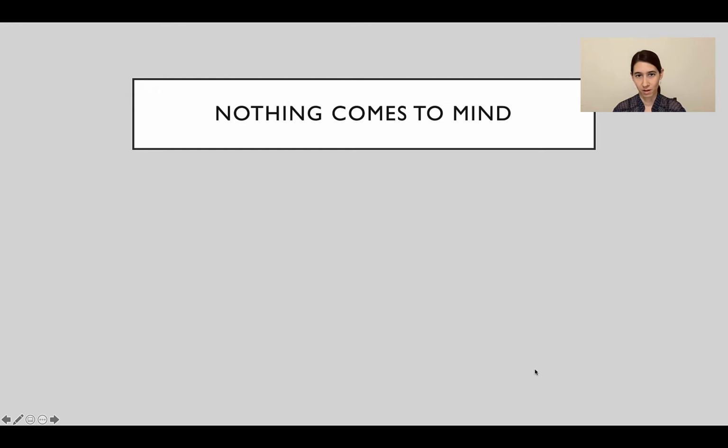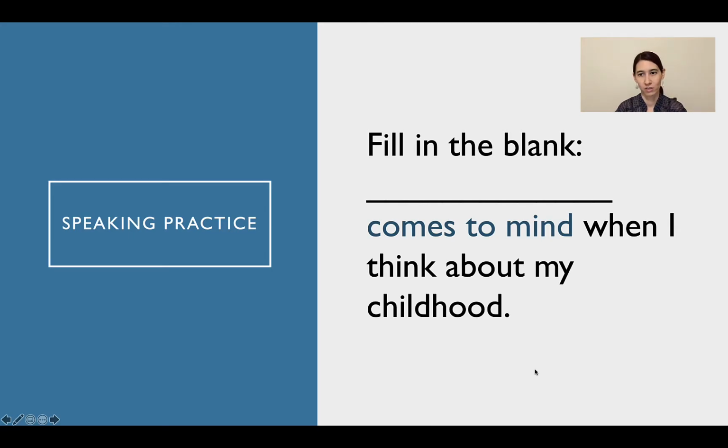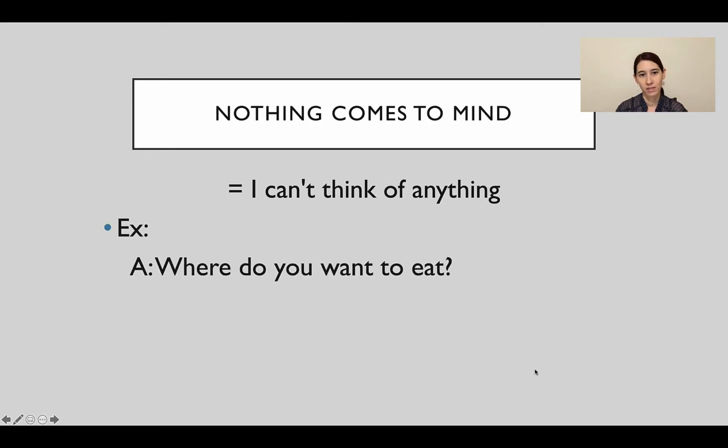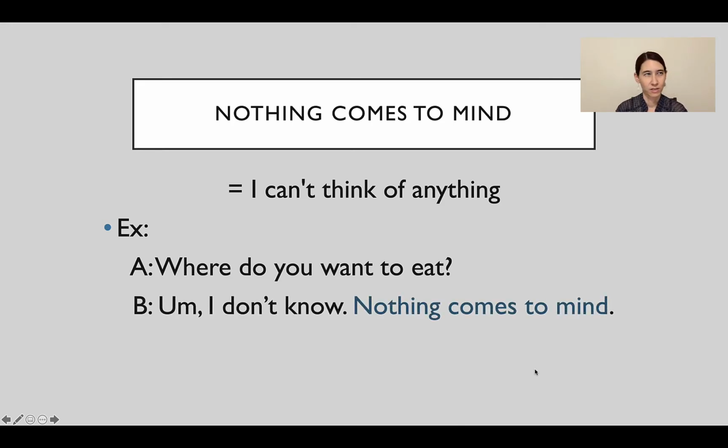Nothing comes to mind. So I just taught you comes to mind. You can also say nothing comes to mind. This is used when you can't think of anything. So if we go back to the previous speaking question, you might say, nothing comes to mind when I think about my childhood, which I don't think is true. I'm sure if you think of your childhood, you might think of hanging out with your friends during the summer and riding your bike, or maybe spending every winter vacation going to the mountains and so on. So nothing comes to mind means I can't think of anything. For example, let's say your friend says, where do you want to eat? and you say, I don't know, nothing comes to mind. So maybe you can't think of anywhere to eat, then you can say, nothing comes to mind.